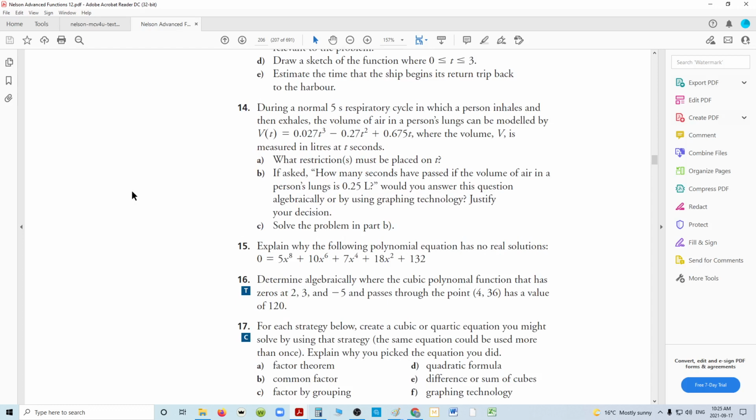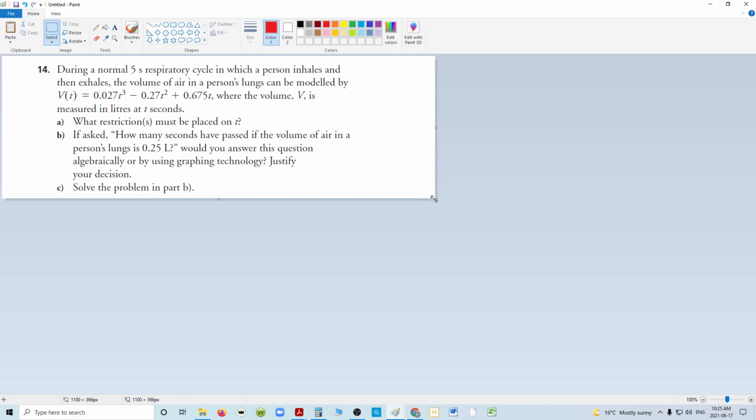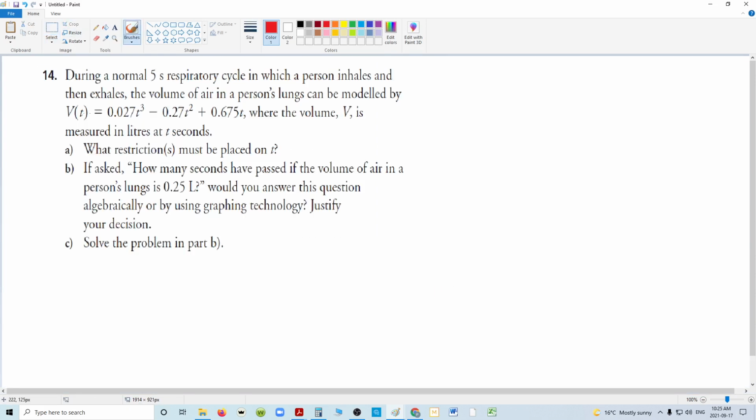Inhales and exhales. So that means there's two swings of it. They're expressing it as a cubic, but in reality you'd express it as a sine curve. Anything that has a repeating cycle would be expressed better in a sine curve. But anyway, they're saying that this represents the volume of a person's lungs, and it's based on time. And every 5 seconds they inhale and then exhale. So that means that for the first 2.5 seconds they're inhaling, and the next 2.5 seconds they're exhaling.